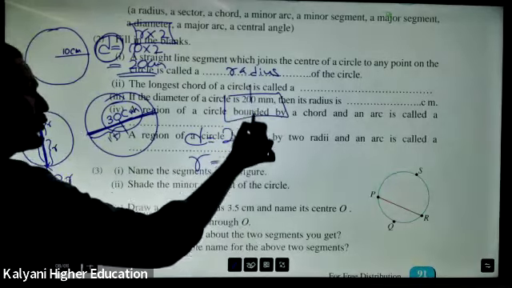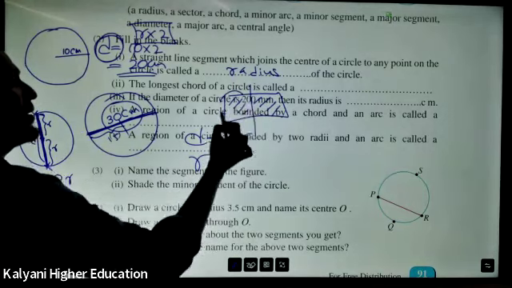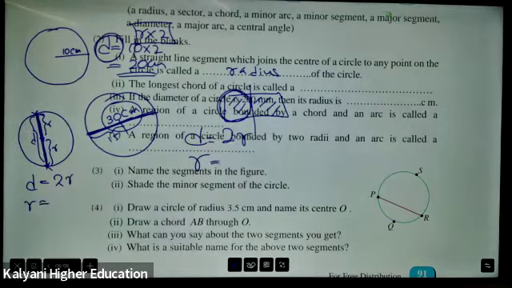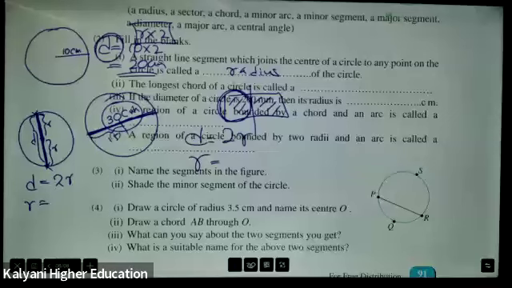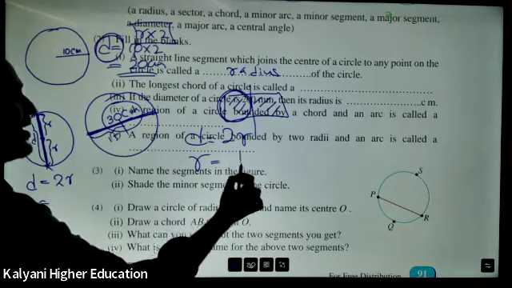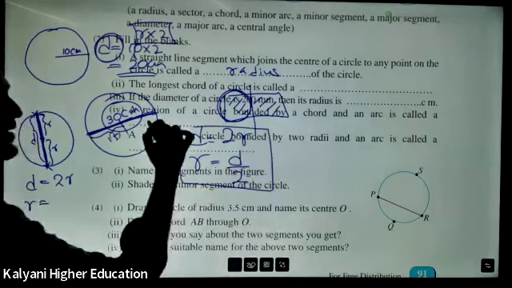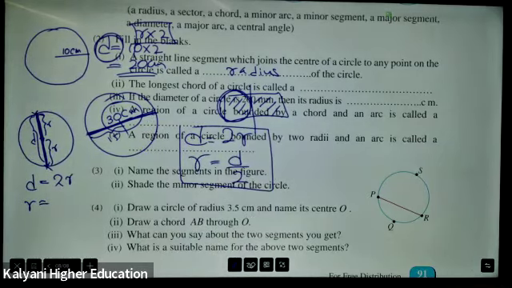I divide it into 2 equal parts. If I divide it into 2 equal parts, one part we call what? Half. So how do we tell that? The radius is half of the diameter. The diameter should be divided by 2.